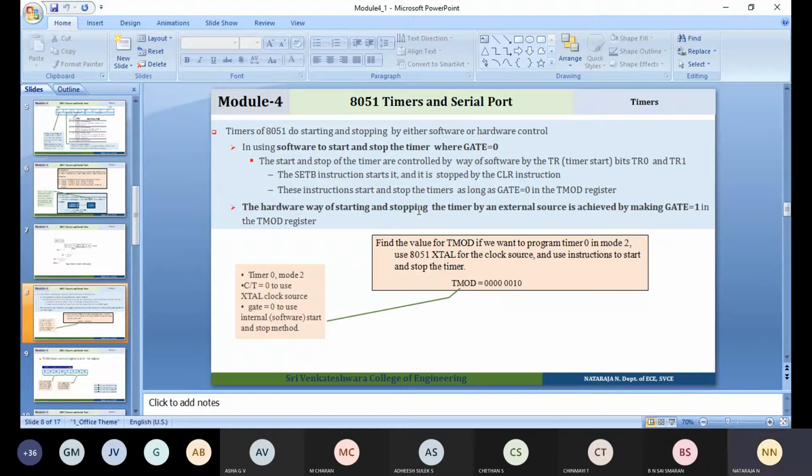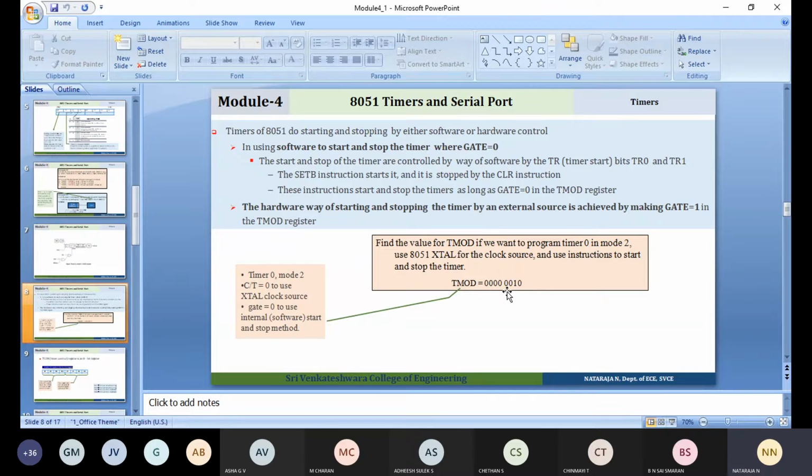Consider TMOD equal to 0001 0010. What happens? Which mode and which timer? C bar T bar equal to 0 means the timer will be working. It is timer 0, and it will take mode 2 operation.